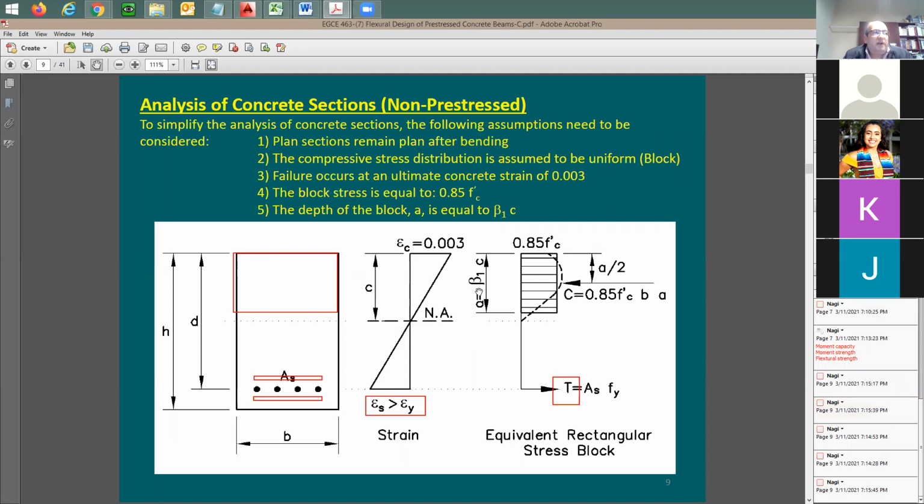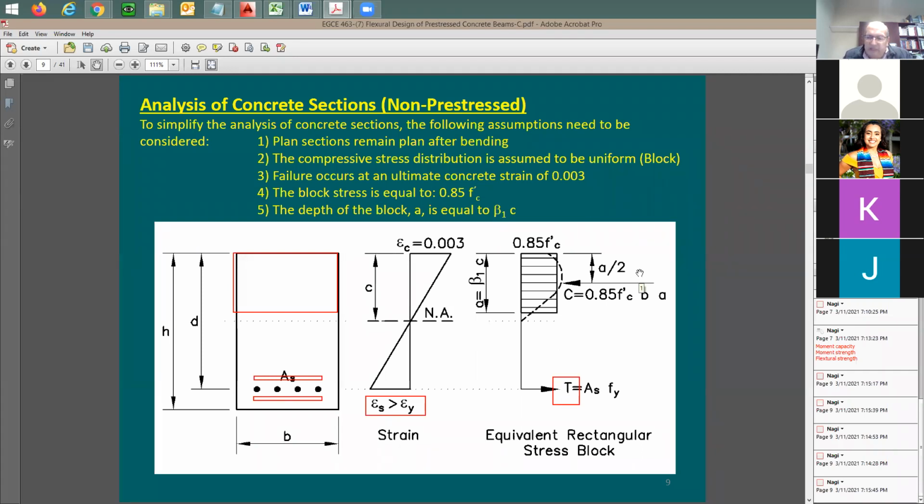Now, you need to figure out this A, the compression block depth. The way that you do it, you set this compression equal to the tension force. For the compression force, we assume that we have uniform pressure in this block over this area with a depth of A. So you say 0.85 f'c for simplification, multiplied by A, multiplied by the width b. With that, you get the compression force, like in this equation. Now you say C is going to be equal to T.